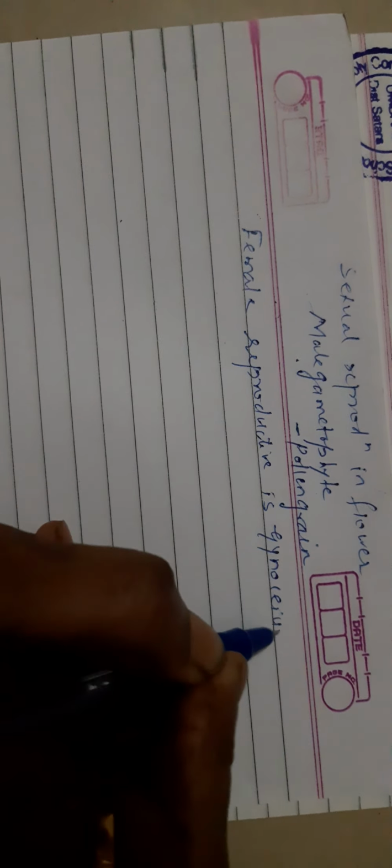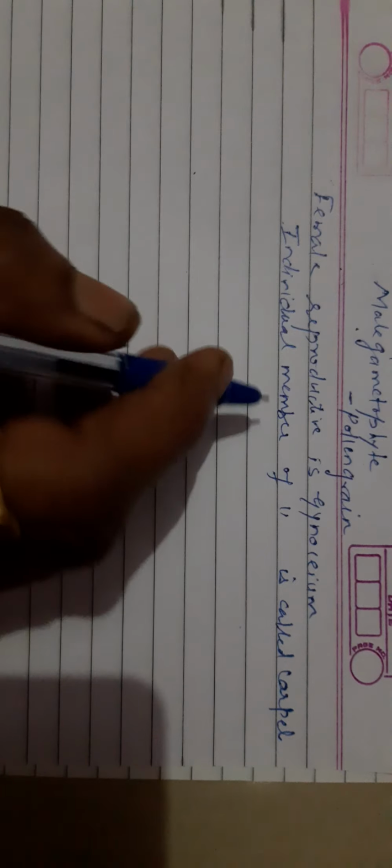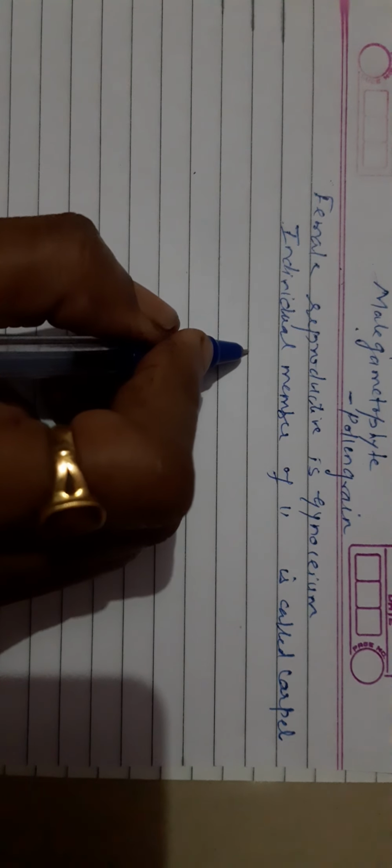Now, which is the female reproductive organ? The female reproductive organ is gynoecium, and each member of the gynoecium, or the individual member of gynoecium, is called carpel. Now, which are the parts of carpel? We have studied that also. I will explain it to you once again.